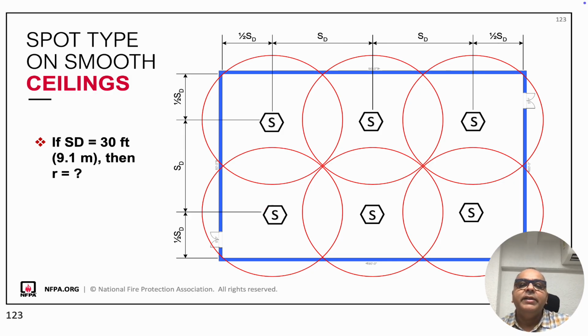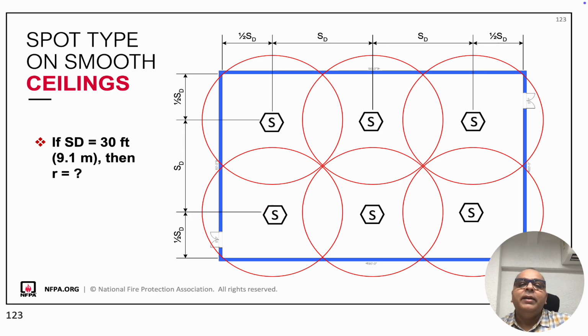The coverage radius must ensure overlaps between detection zones. The diagram uses circular coverage representation, that is the red circles, to show the overlap between adjacent detectors, coverage reaching walls with half S_D space margin. Given that S_D is 30 feet, we need to calculate R, that is the effective radius of coverage.